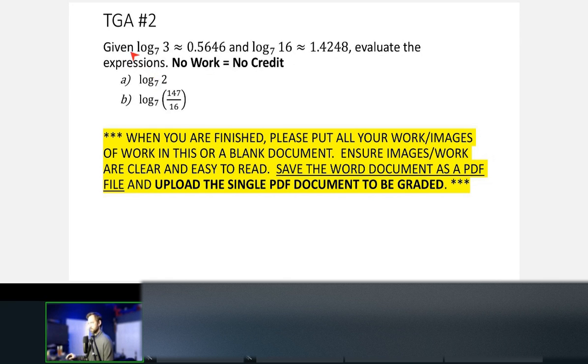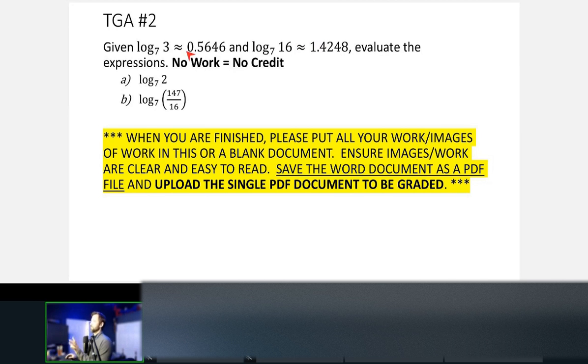So this TGA number 2 has 2 questions in it. You have this one, and you're going to have this one, for example. And you can only use the givens to solve this. You can't just type this in and hit enter and give me an answer. You must use these givens.